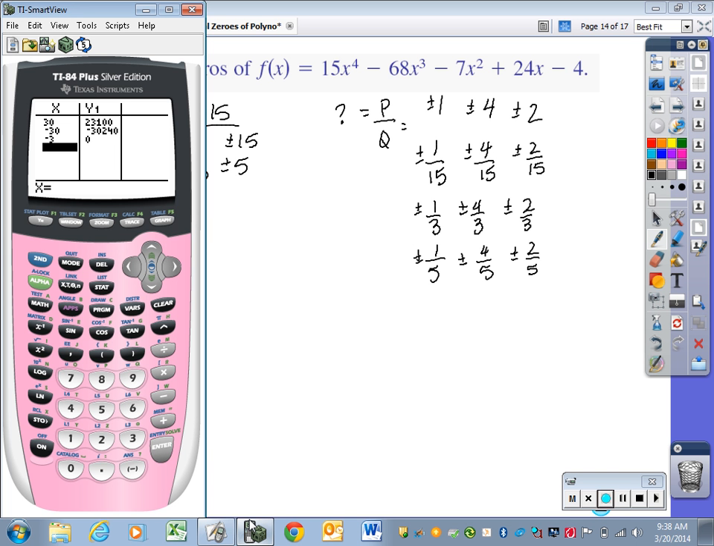So you guys go through. Row 1, test 1, 4, 5, and 2. Row 2 and 3, test 1/15, 4/15, 2/15. Row 4 and 5, test 1/3, 4/3, 2/3. Row 6, test 1/5, 4/5, and -2/5. Positive -2/5.